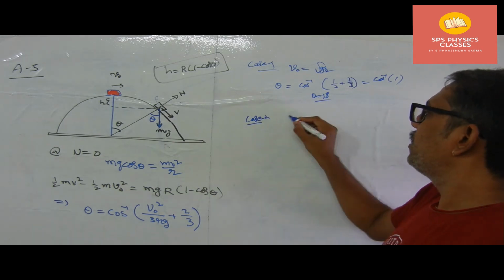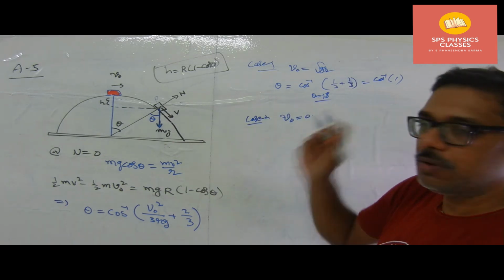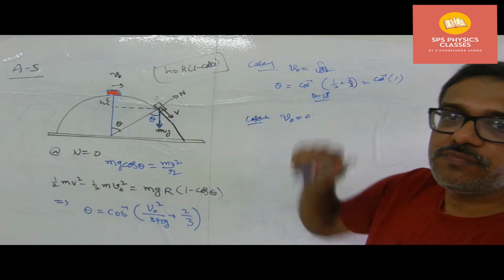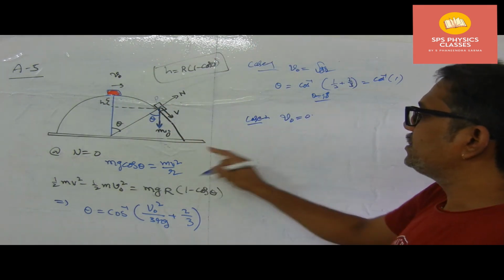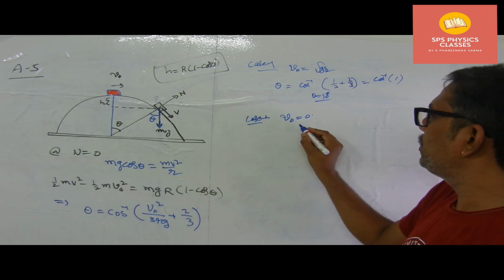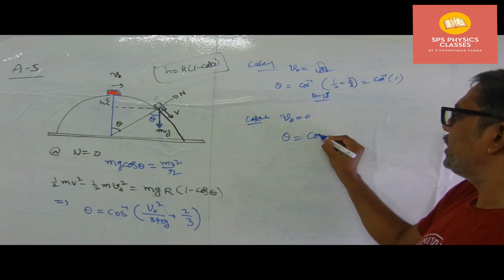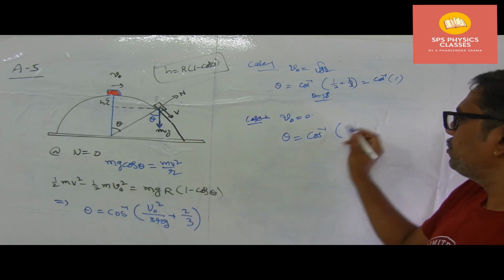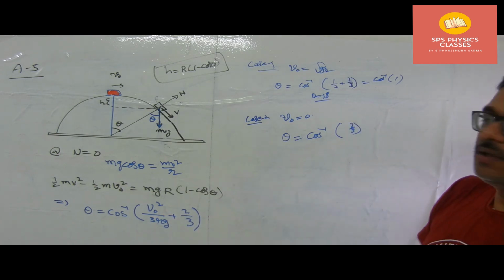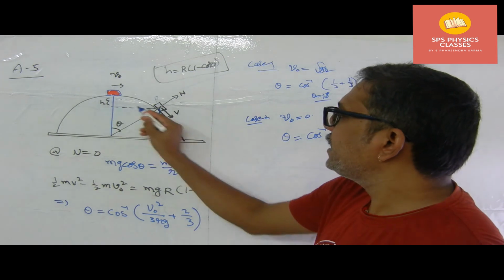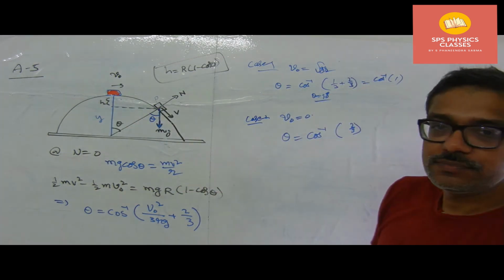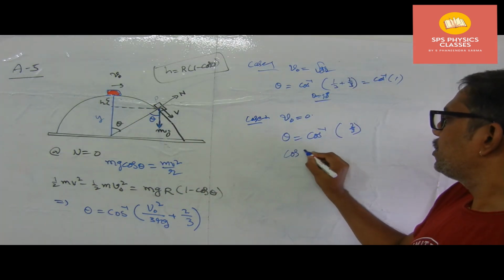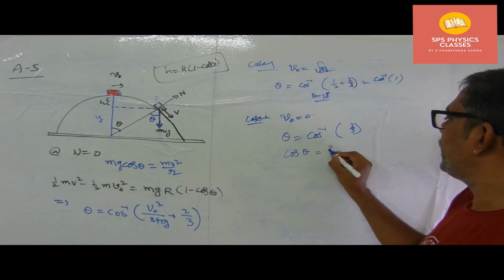Case 2 means, let v naught be equal to 0. That means the object is initially starting from rest. Under such a condition, when I substitute v naught equal to 0, theta is equal to simply cos inverse of, look here, this part is 0, then we can write 2 by 3. Now, this particular height, let us say y. So upon solving here, cos theta is equal to 2 by 3.